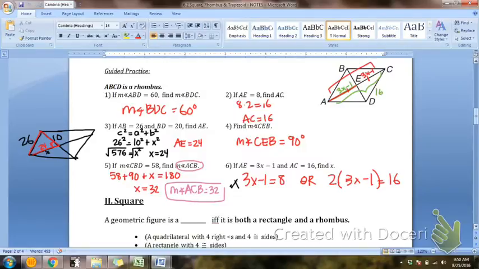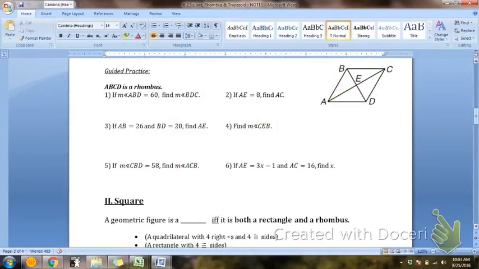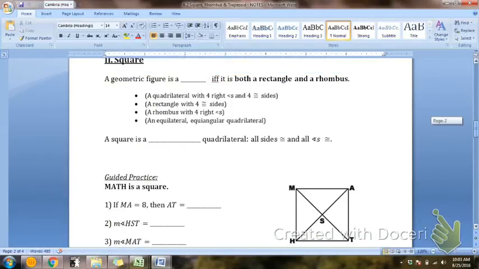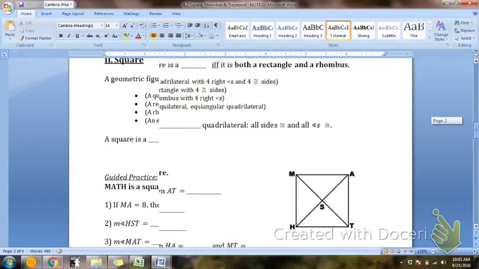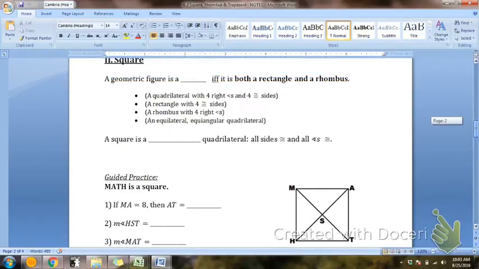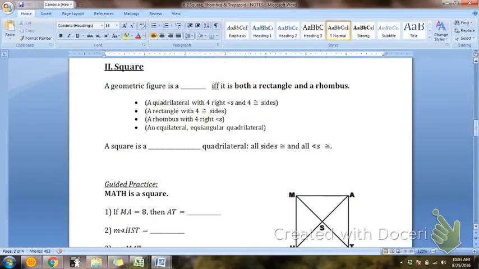Okay, let's talk about a square now. So a geometric figure is a square. There's your blank right there. A geometric figure is a square if it is both a rectangle and a rhombus. So a square has all of the properties of a rectangle and all of the properties of a rhombus. That's a lot to keep track of. Okay? It has all of these things.